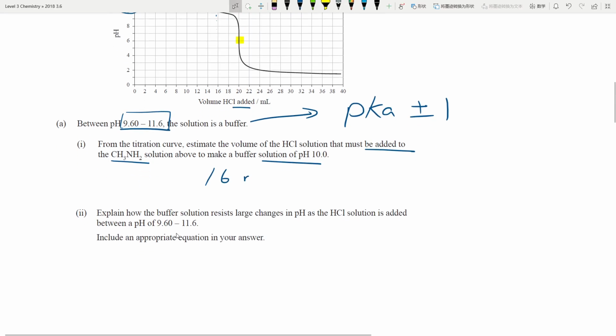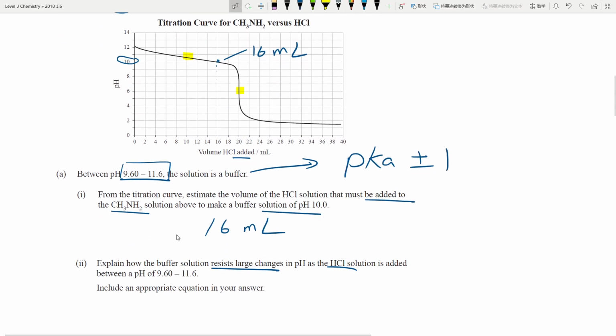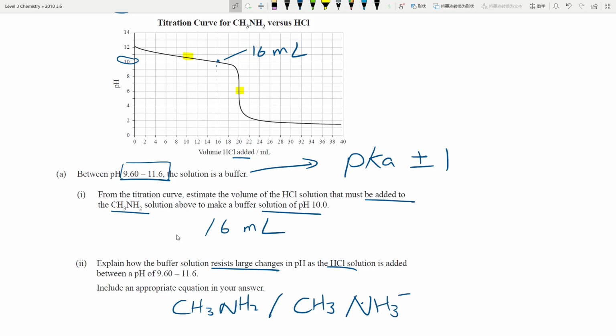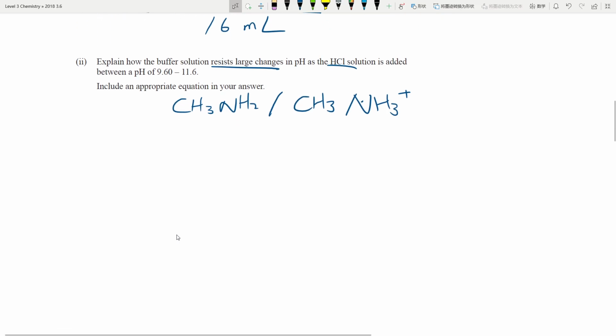Just read the graph. All right, next question: explain how the buffer solution resists large changes in pH as the HCl is added. Okay, so this is more year 13. Let's quickly scroll up and look at the equation. We have a buffer solution of CH3NH2 and CH3NH3+. So this is our buffer. How does it resist a large pH change when you're adding HCl solution?